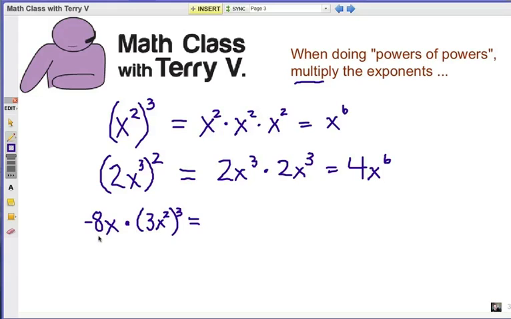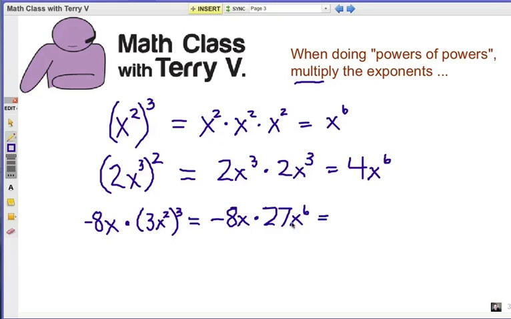Alright, now here it might be a combination. We have negative 8x, okay, let's just copy that down first, times, now let's do powers of the powers. This 3 is being raised to the third power because it's inside the parentheses. So think about 3 times 3 times 3. Okay, it's not 9, it's 3 times 3 times 3, which is going to be 27. Okay, and then we have x squared raised to the third power, and that's where we do powers of powers, multiply the exponents to be x to the 6th.